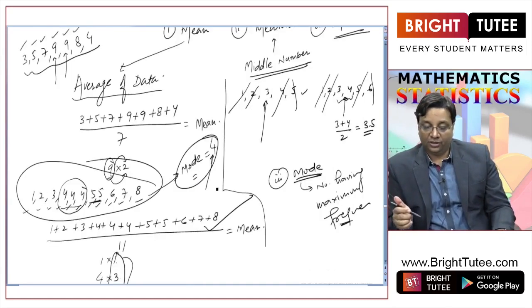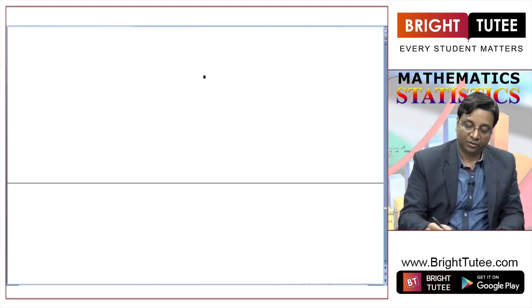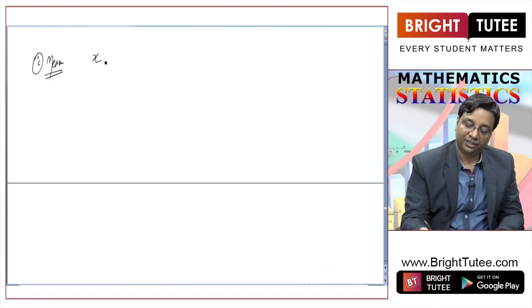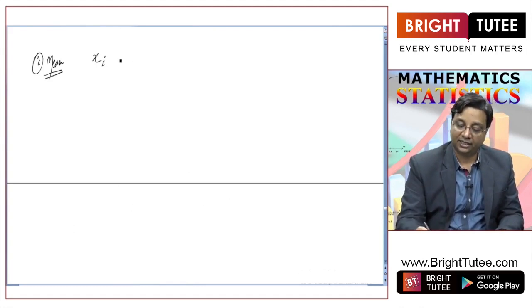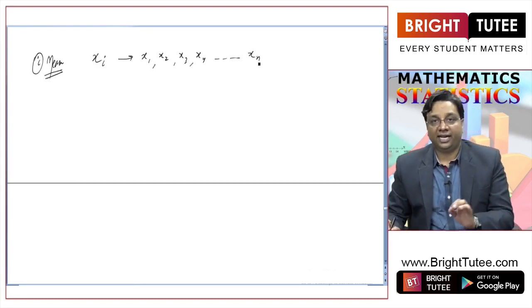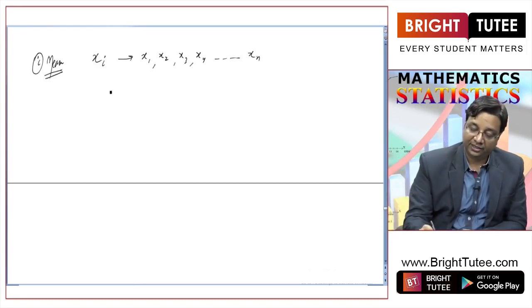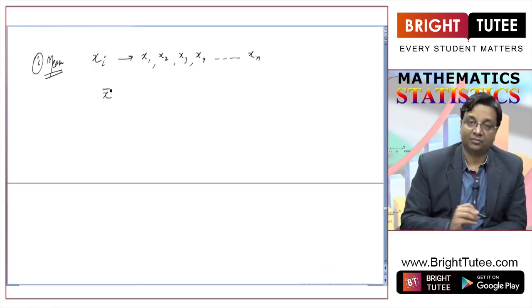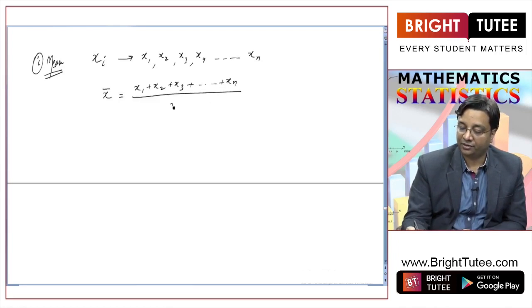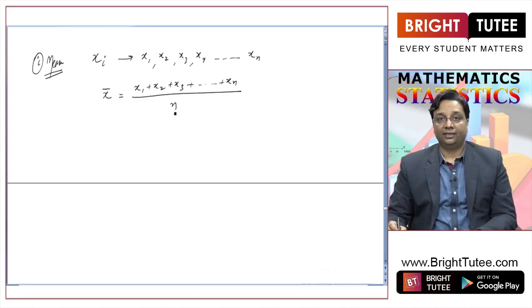Okay, so first of all, let us generalize these mean, median and mode. First of all, mean. Let us say the data is represented by xi. What I mean by xi? I mean x1, x2, x3, x4 and let us go up to xn. So there are n number of observations. If you want to find their mean, I'll represent it by x bar. What I'll do is I'll add these x1 plus x2 plus x3 plus up to xn and divide it by number of observations, right?